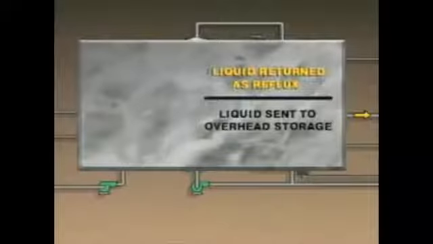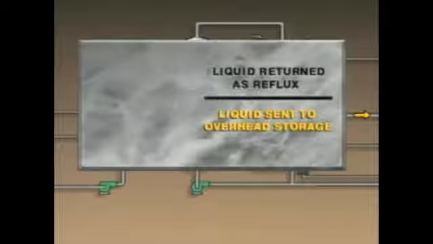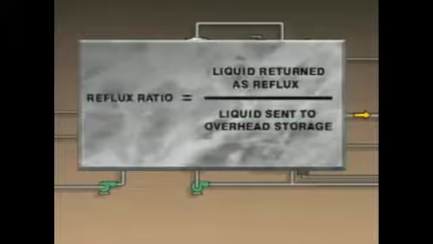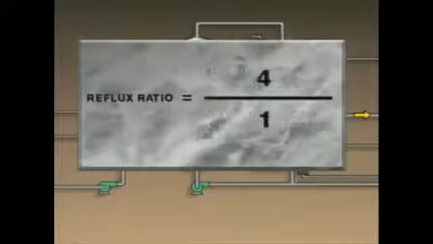The ratio of the amount of liquid that's returned to the column as reflux to the amount that's sent to overhead storage is known as the reflux ratio. For example, if 4 times as much liquid is returned to the column as is sent to overhead storage, the reflux ratio is 4 to 1.